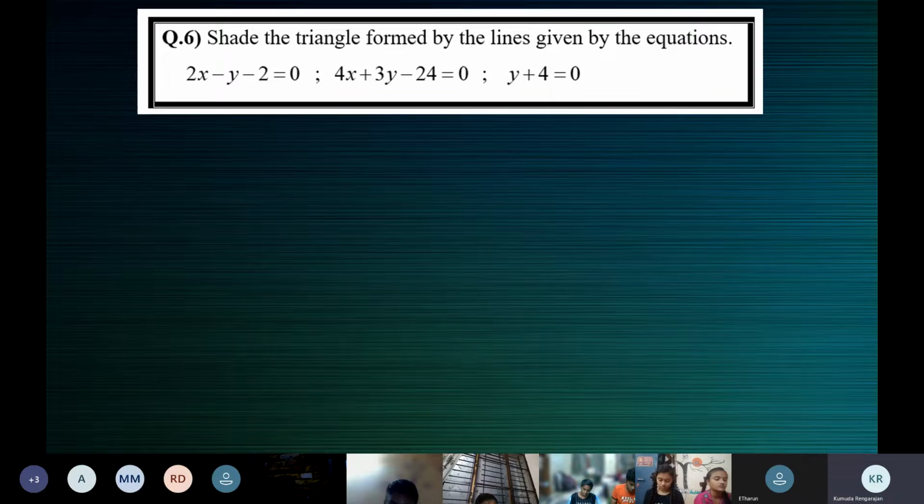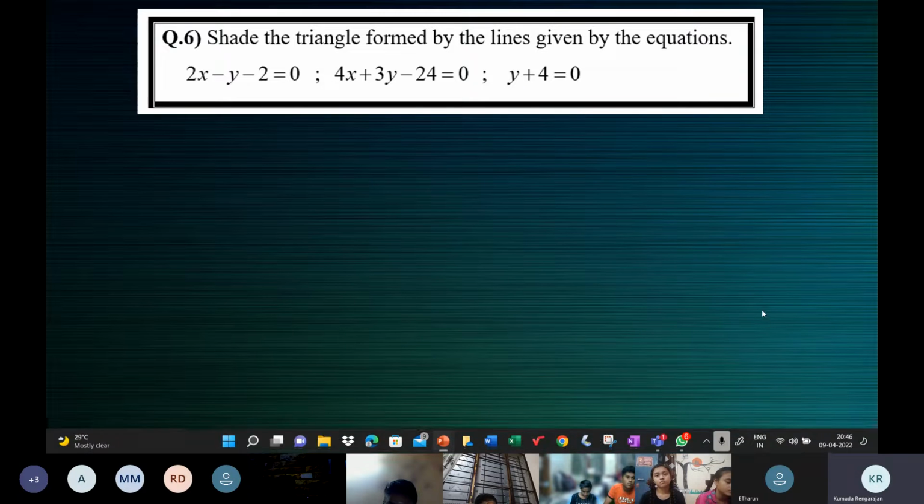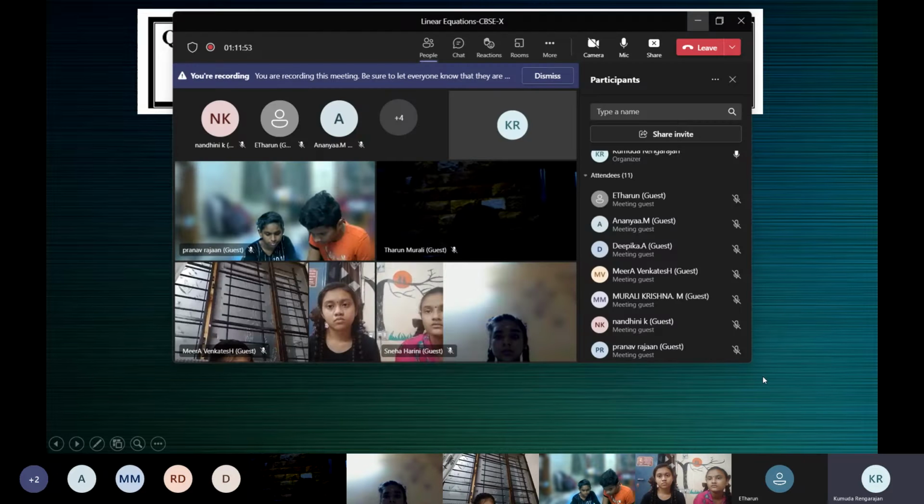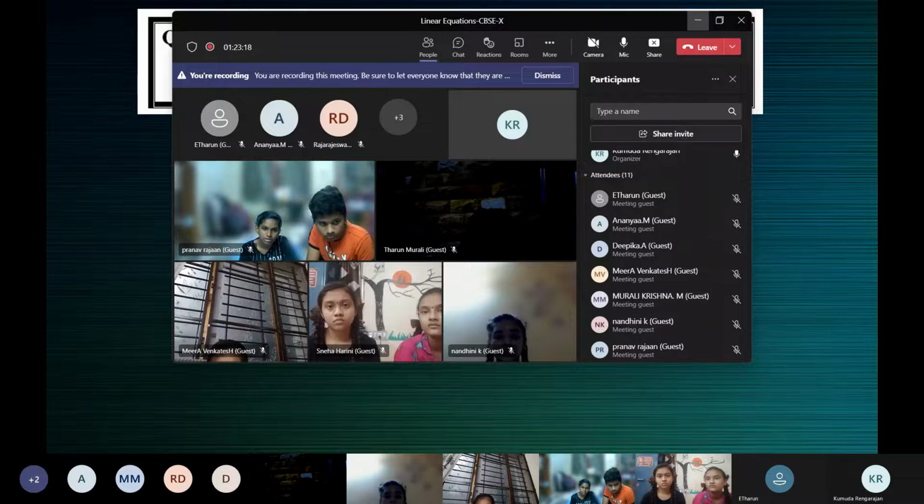Now you tell me the vertices of the triangle. Let me ask somebody. Taruni, you said you finished your graph. Tell me the coordinates.